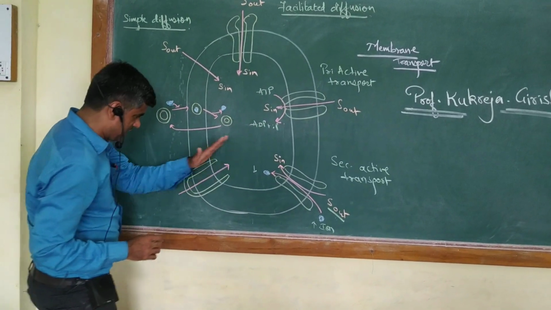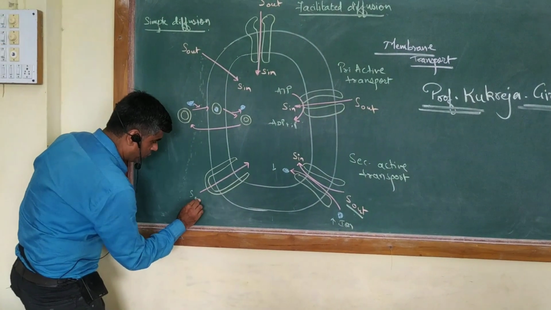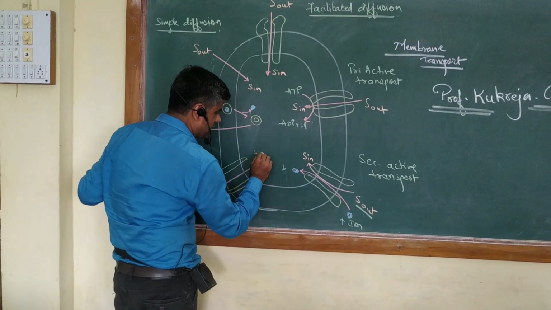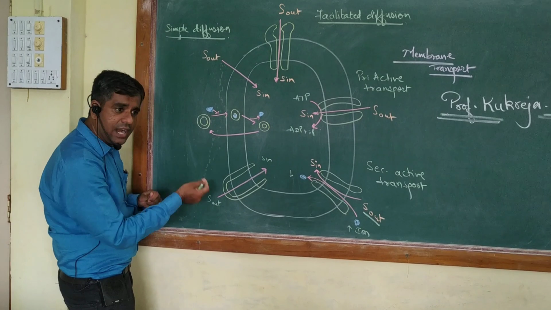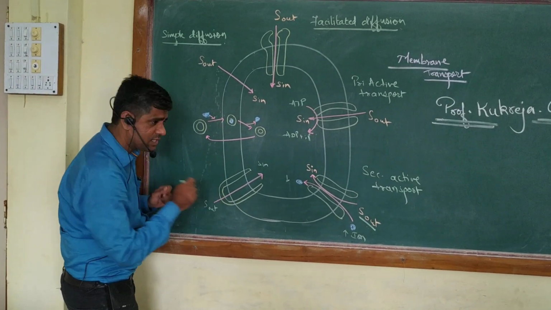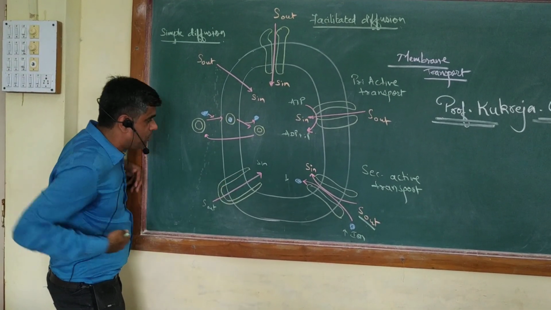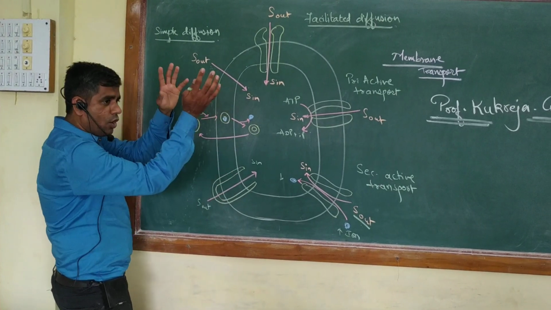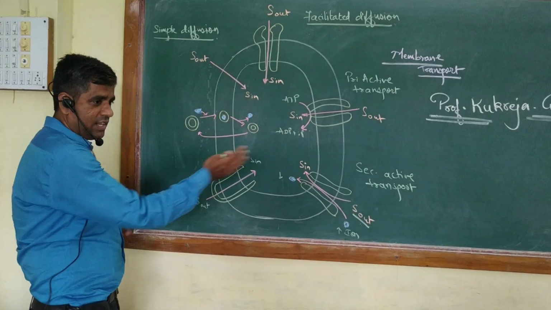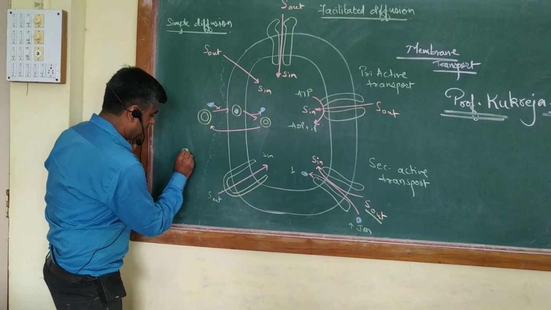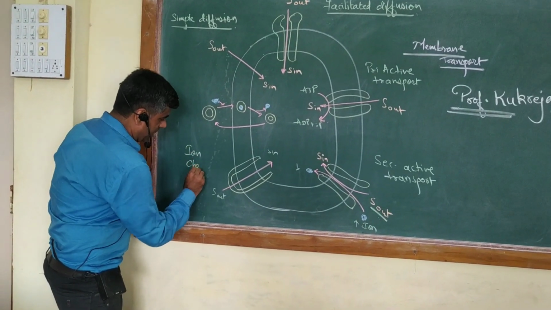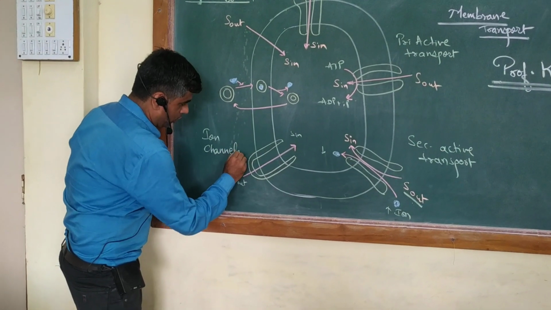Sometimes there are channels which move these molecules from outside to inside or inside to outside, which are gated. They may be gated by ligands, they may be gated by ions. So once you open this channel, molecules just rush in or rush out, depending on where the concentration is more or less. So that is what are called ion channels. You have different ion channels through which the molecule moves.